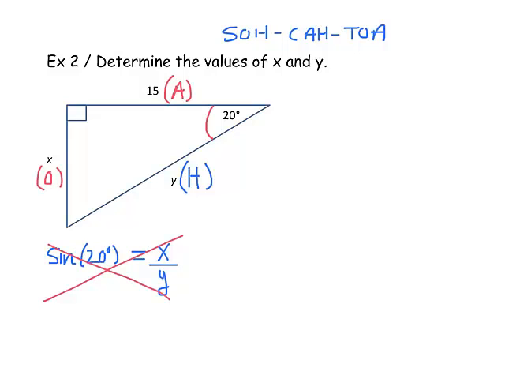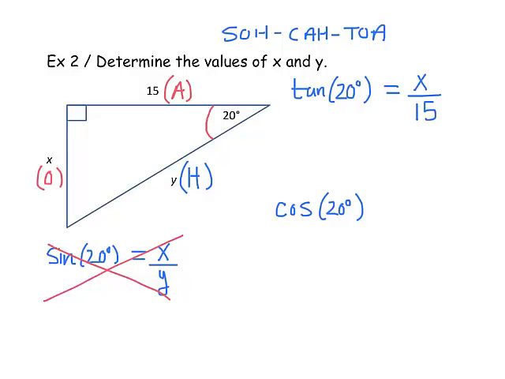Now on the other hand, if we wrote down, say, the tangent of that 20-degree angle, that's going to be equal to opposite over adjacent, which is x over 15. There's only one unknown in that equation, so we can definitely solve that for x. And if we wrote down the cosine of that 20-degree angle, notice that although we don't know the hypotenuse, we do have the adjacent leg, so adjacent over hypotenuse here would be 15 over y. Cosine of that 20-degree angle would be 15 over y.